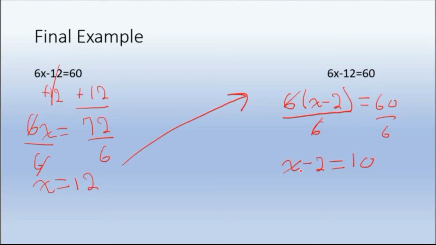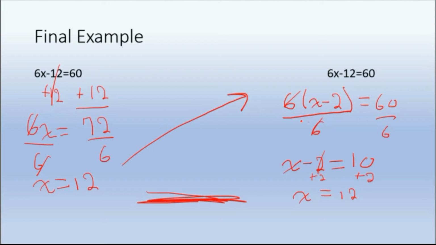Okay, now we're just left with a one-step problem. We just have subtraction over here. To get rid of the subtraction, we're going to add 2 to both sides to get x. Okay, so adding 2 here cancels. Adding 2 over here, we get 12. And now we know that these two match.